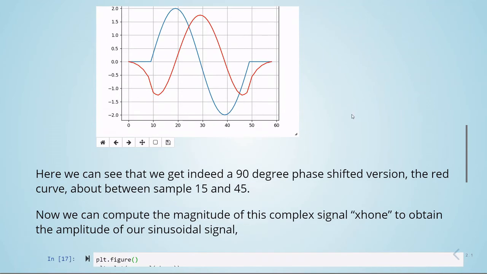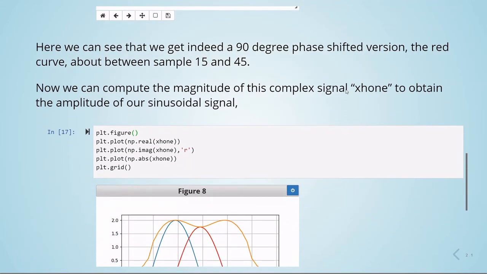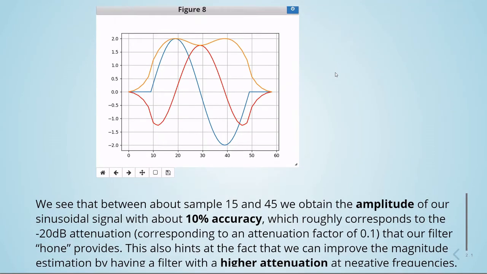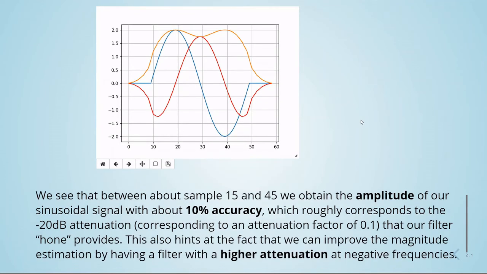Now we can compute the magnitude of this complex signal XH1 to obtain the amplitude of our sinusoidal signal. So here ABS of XH1, and we see that about sample 15 and 45 we obtain the amplitude of our sinusoidal signal with about 10% accuracy, which roughly corresponds to the minus 20 dB attenuation, corresponding to an attenuation factor of 0.1 that our filter H1 provides.